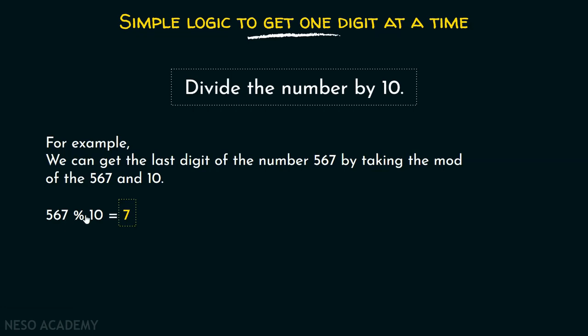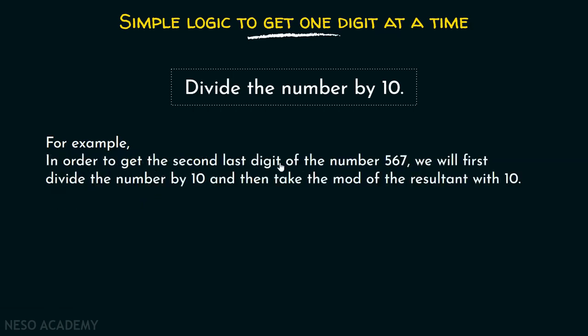Now, what about the second last digit? In order to get the second last digit of the number 567, we will first divide the number by 10 and then take the mod of the resultant with 10. This means that we will first divide the number by 10 and then after this we will take the mod of the quotient and 10. So first we will divide 567 by 10. This will give us this quotient, that is 56. And then after this we can take the mod of 56 and 10. This will give us this value 6.